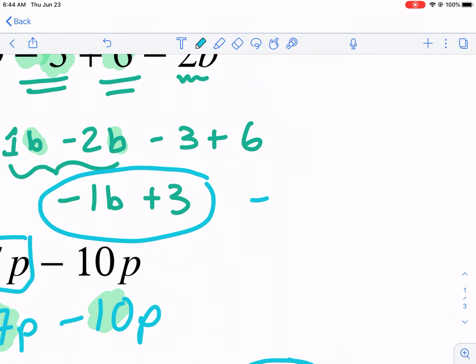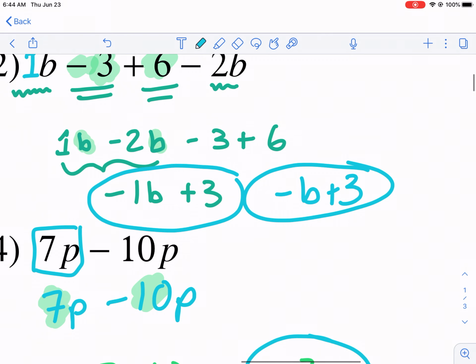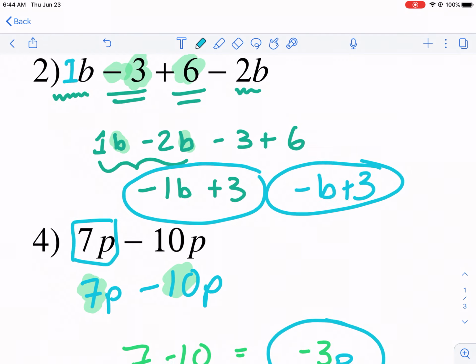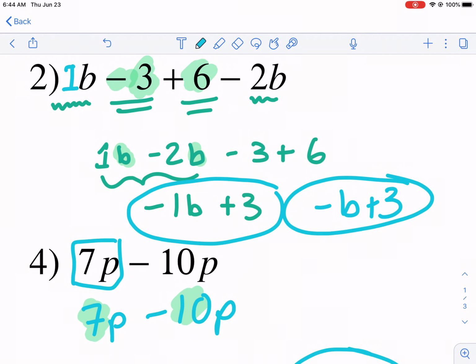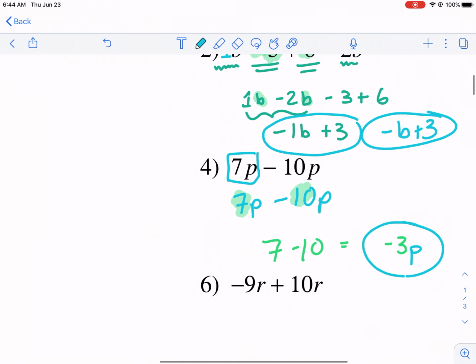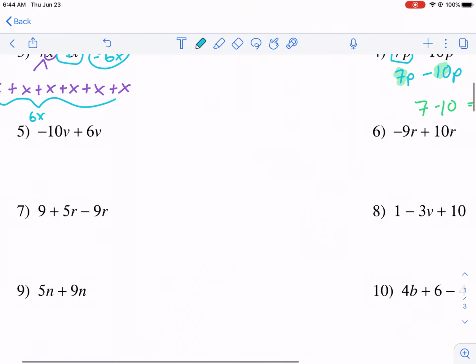Okay, you can also write this as negative b plus 3, and it might have that listed as the answer, but either one of these is correct. So that's our final answer. We leave the b's together, and we leave the numbers together. Variables go with variables, numbers go with numbers.